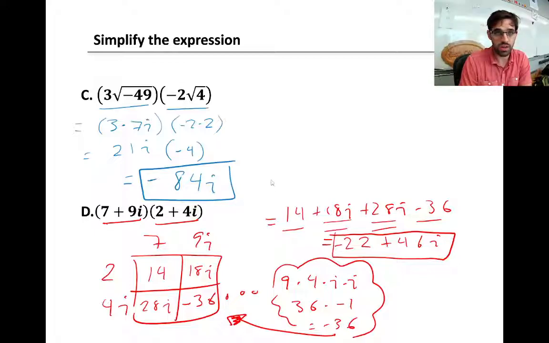Example D has binomials being multiplied. So we're going to do our box method. I know i times i is -1. So 9i times 4i would be 9 times 4 times -1. The 2 i's multiplied become -1. And so we can simplify that. It's going to be -36. After that, we add up the pieces in the box. We have like terms with i's. We have numerical terms that are like terms. So we'll have -22 plus 46i as our final answer.